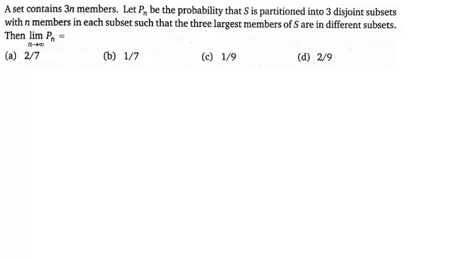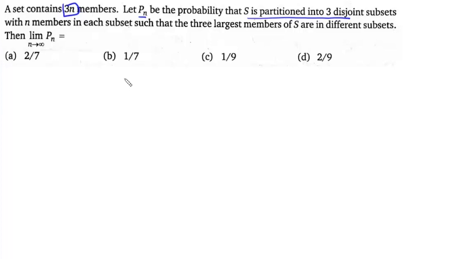Now here the question is, a set contains 3n members. Let Pn be the probability that S is partitioned into 3 disjoint subsets with n members in each subset such that the 3 largest members of S are in different subsets. Then we need to find the limit as n tends to infinity of Pn.